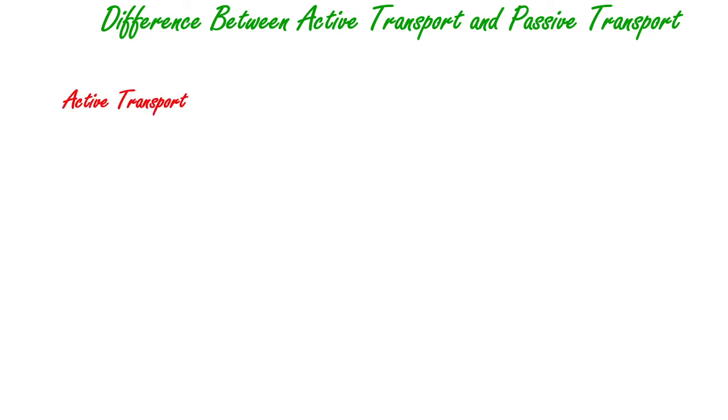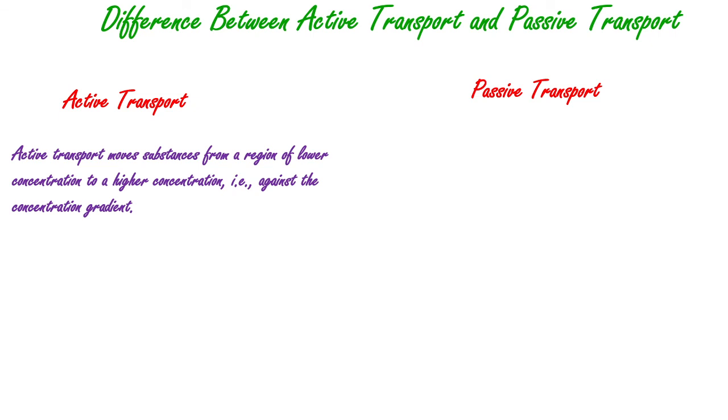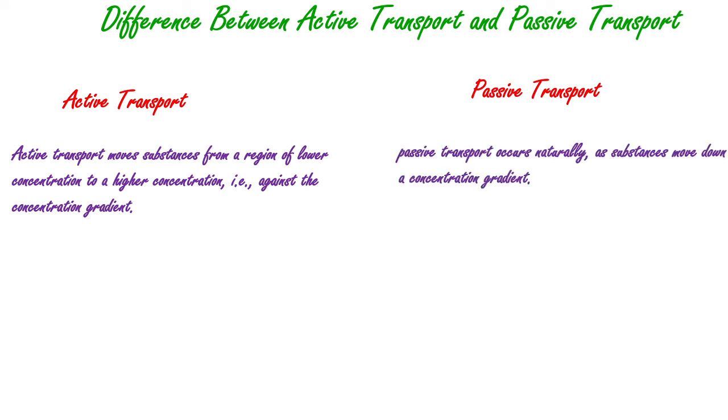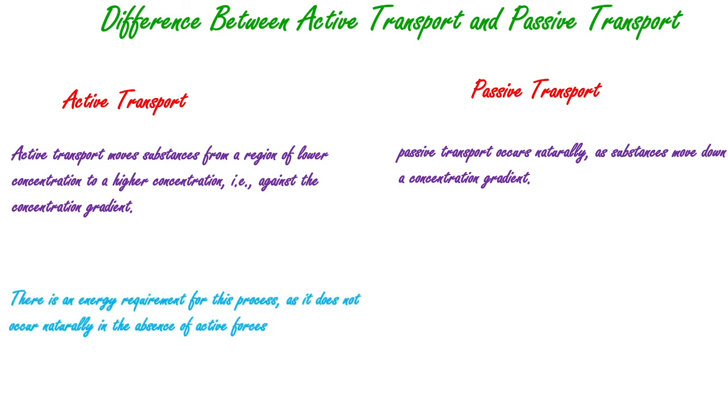As I already told you, active transport moves substances from a region of lower concentration to higher concentration, that is against the concentration gradient, while passive transport occurs naturally as the substance moves down a concentration gradient. Active transport requires energy as it does not occur naturally in the absence of an active force, while energy is not required in passive transport because the movement is with the concentration gradient.